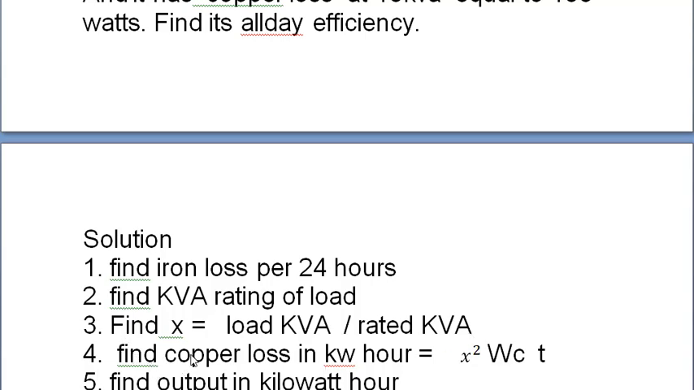Next we calculate, find copper loss in kilowatt hours. I told at the beginning copper loss is directly proportional to the square of the current flowing in the conductor. So the formula will be modified to X square into WC into T.